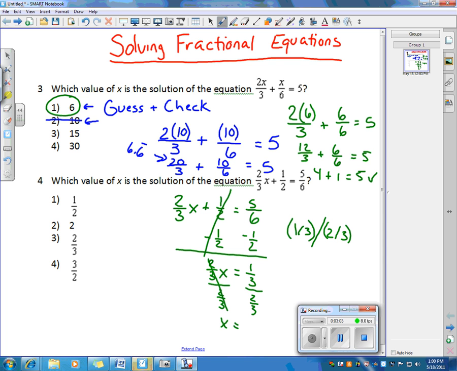So doing that, we're going to get x is 2. Now again, you could do guess and check for this other one also. It'll work for all those examples, especially on multiple choice questions.